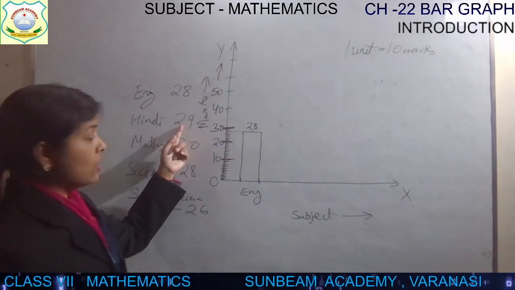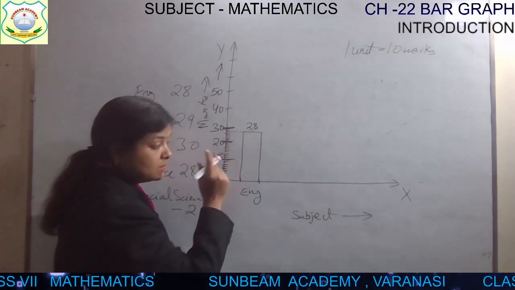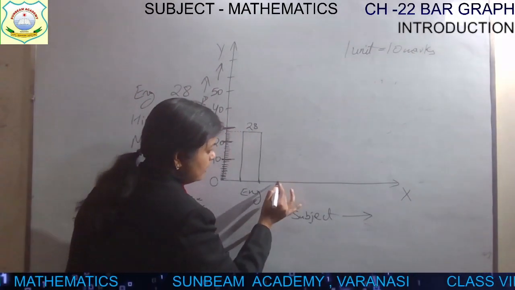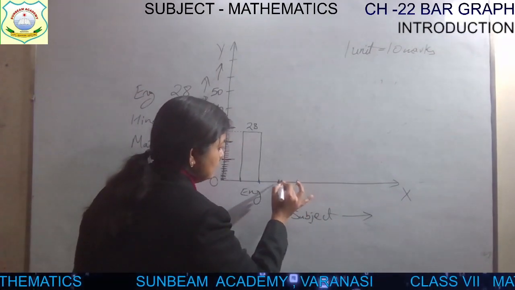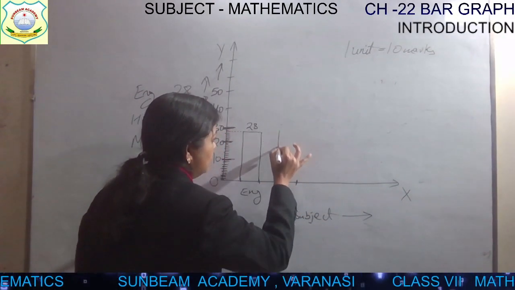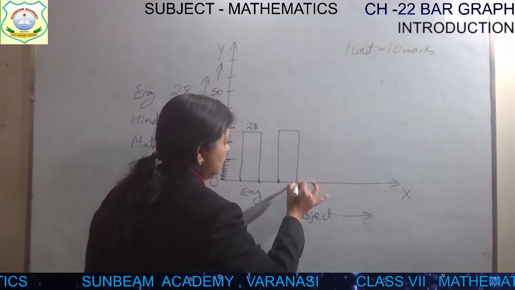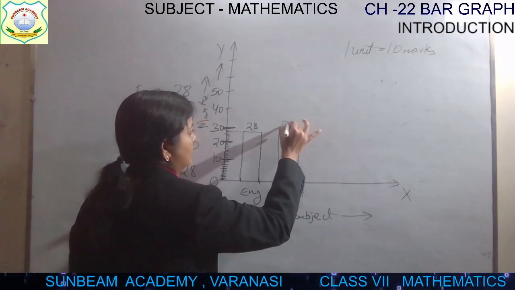28 marks. Now Hindi will be more than 28, one more number, but less than 30. So for Hindi, just leave one unit from here. Leave one unit from here, son. And the second one, so 29. This is your Hindi. This one is Hindi. This is 29.